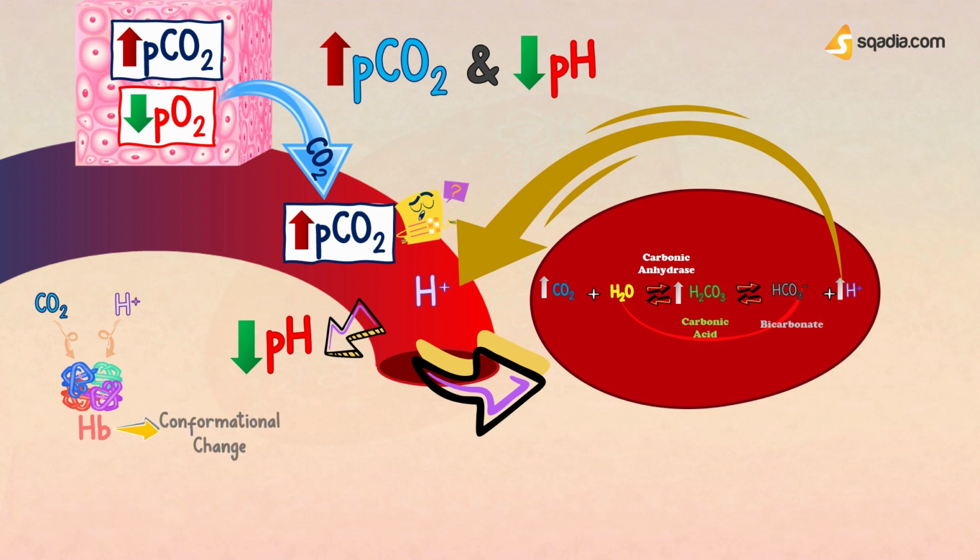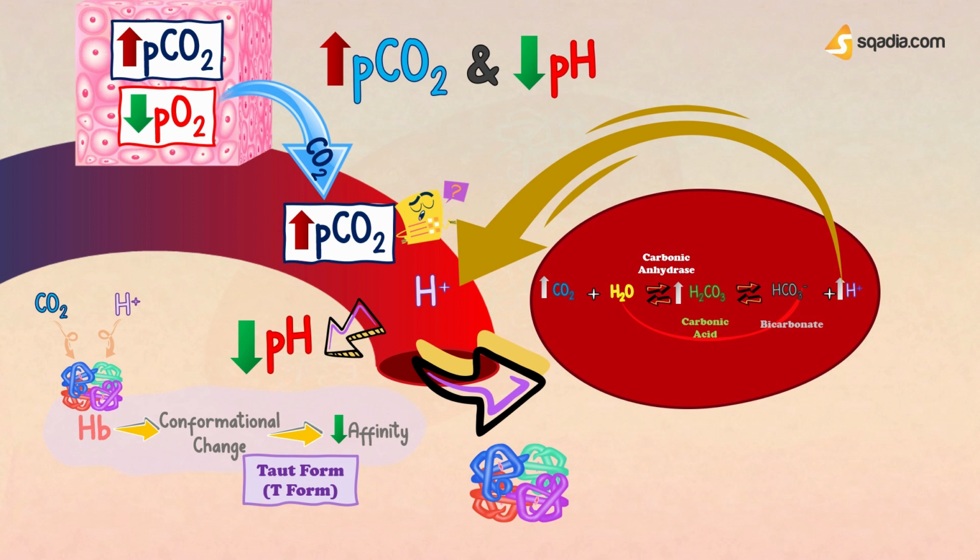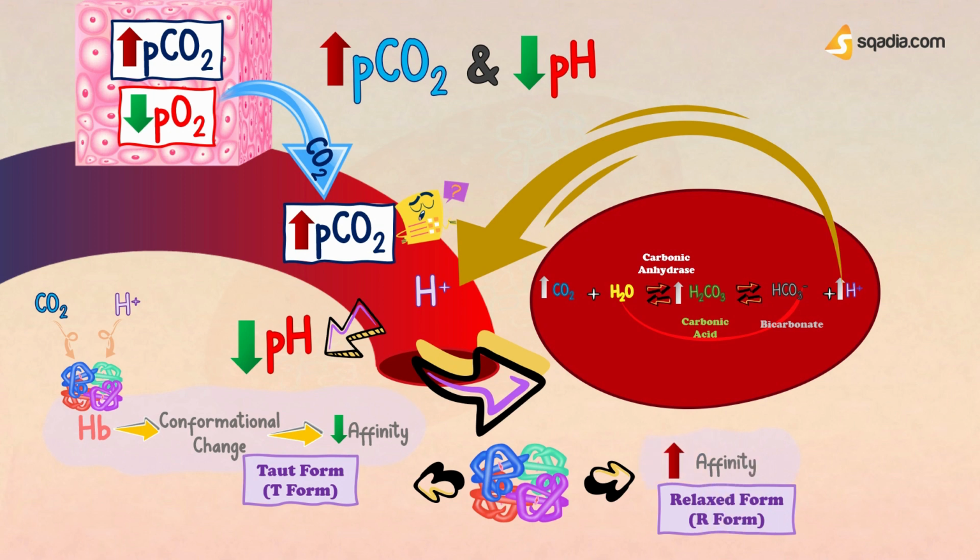Now, both of them cause a conformational change in protein folding, ultimately reducing the affinity of the binding sites for oxygen molecules. This configuration shift of hemoglobin is known as the taut form, abbreviated as T form. This leads to low affinity hemoglobin. Well, hemoglobin exists in two forms: the taut form, or T form, and the relaxed form, abbreviated as R form. The structural change to the taut form leads to low affinity hemoglobin, whereas the relaxed form leads to a high affinity form of hemoglobin with respect to oxygen binding.